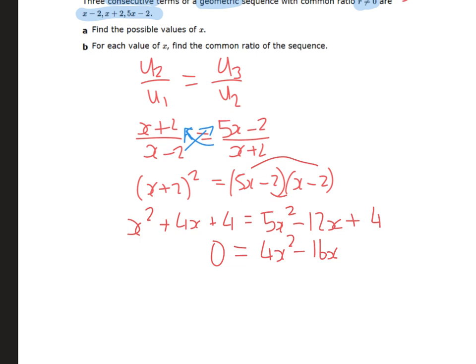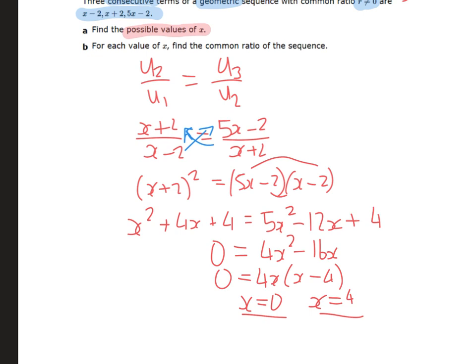and then solve that. Well, this one, I don't need my calculator to solve, because I can factorize out 4x. So I get either x is 0 or x is 4. So I've got the first part, where the first part is asking for the possible values of x.